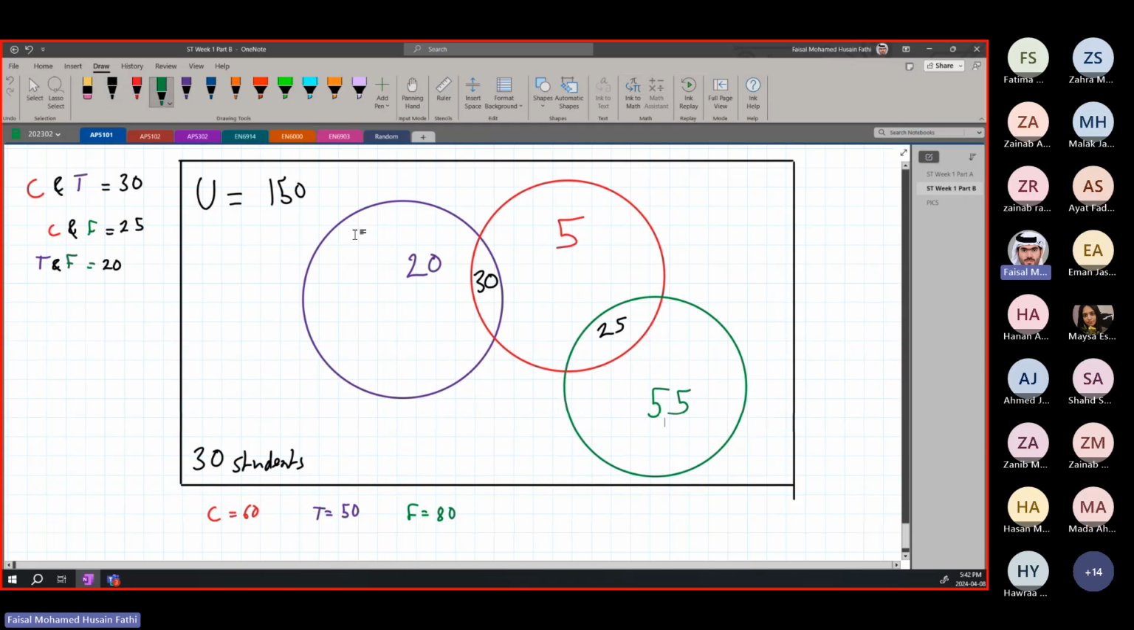Okay. Now this is shared. Again, if you do 55 plus 25, you're going to have the total number, which is 80. And if you do 30 plus 5 plus 25, you're going to have a total number of 60, which is the total number of students that like cricket.